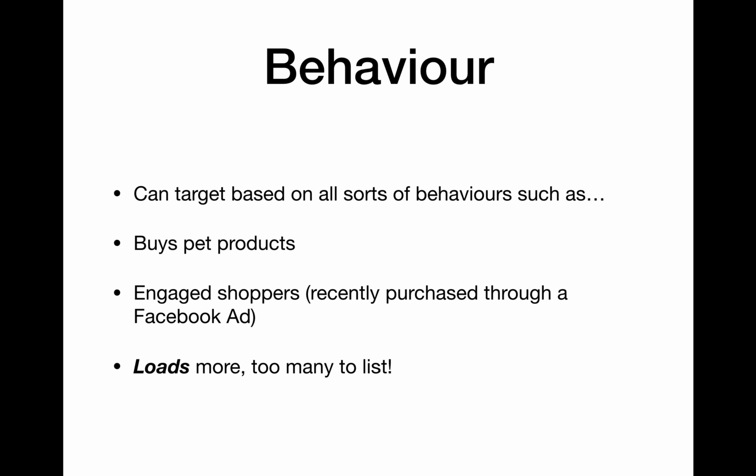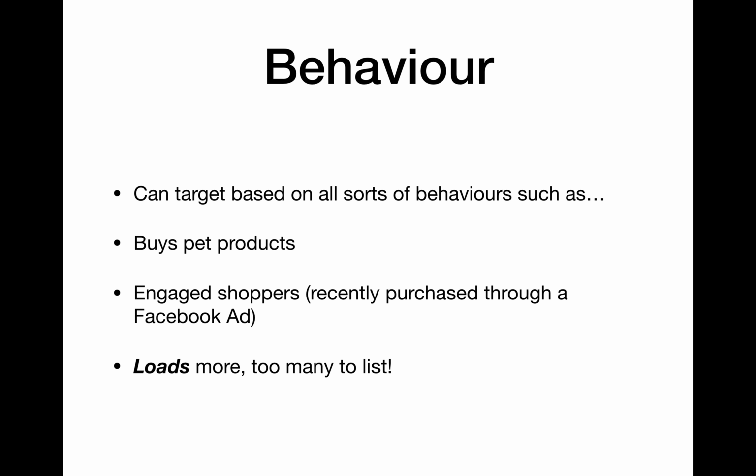Behavior is basically allowing us to target people on Facebook based on their behaviors, such as people who buy pet products, engaged shoppers. So this means people who've recently purchased through a Facebook ad. They clicked a call to action on a Facebook ad. We can actually target these people specifically. Now, there are so many behaviors, there's literally too many to list. The same for demographic and interests, actually. There are hundreds, maybe thousands. So I'm not going to spend my time listing all of these, but that is basically behaviors.